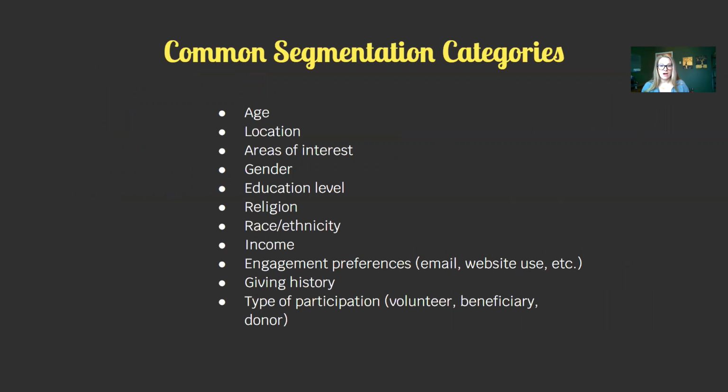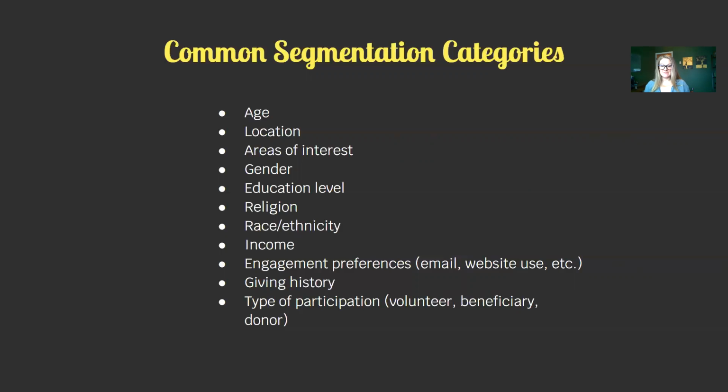There are a lot of common segmentation categories. You can look at age, location, areas of interest, gender, education level, etc. Some good items to think about as a nonprofit or an NGO is engagement preference, whether they like to be communicated through email or a phone call or maybe a written letter. Also looking at their giving history. Are they big donors? Are they little donors? Do they provide you support on a monthly or maybe yearly basis?